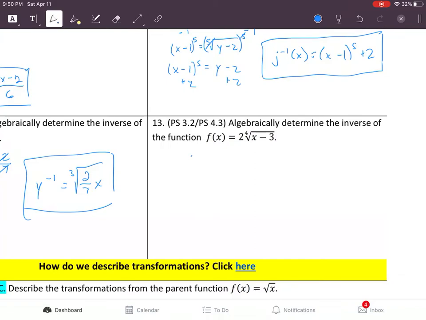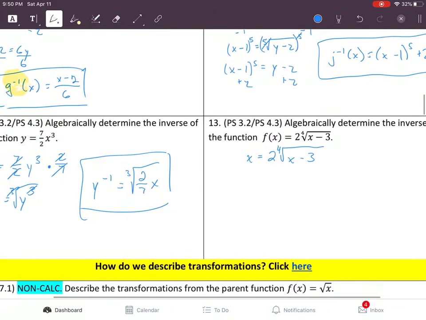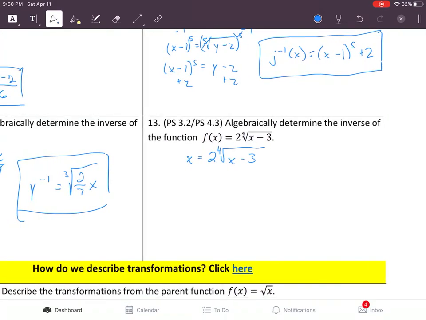All right, and then lastly, we have f of x. So we're going to put x is equal to 2 times the fourth root of y minus 3. Before we can do the fourth power to get rid of the fourth root, we have to divide both sides by 2. So we have x over 2 equals the fourth root of y minus 3. Now that the root is by itself, we can raise everything to the fourth power. So we have x over 2 raised to the fourth power equals y minus 3.